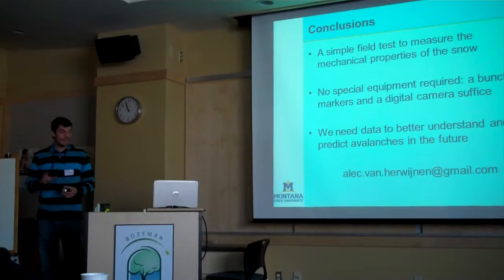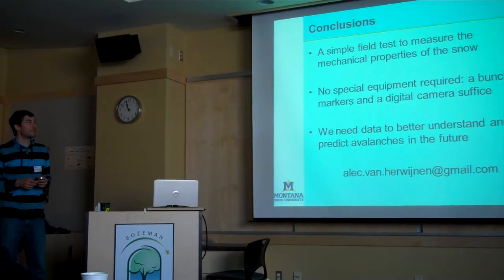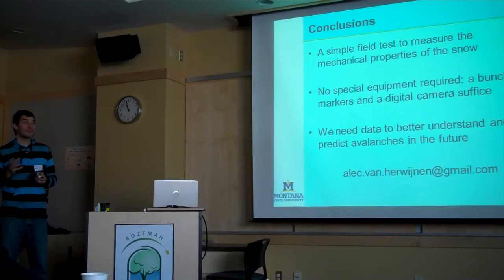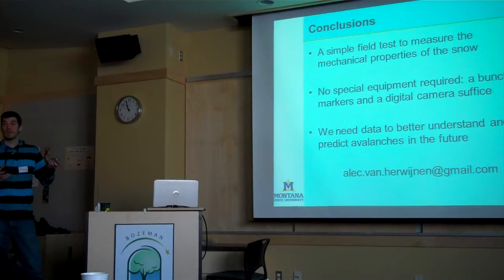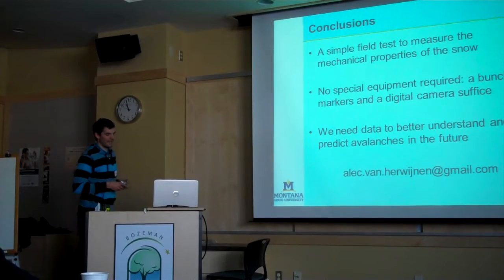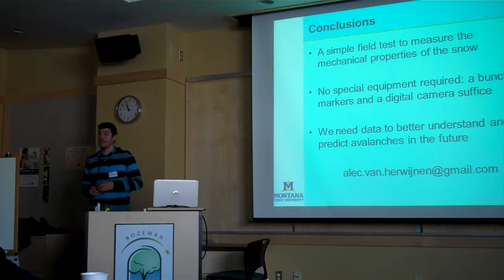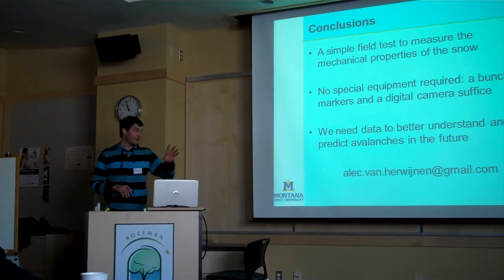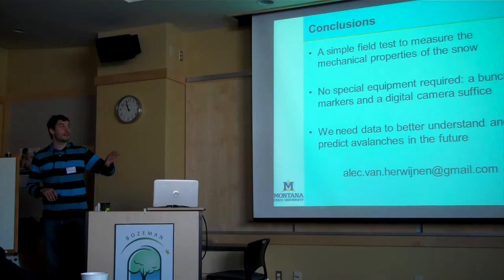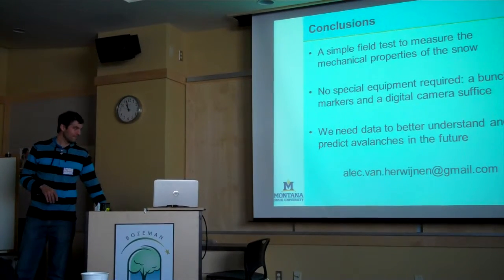So in conclusion, it's a fairly simple test you can do, and you can measure all these mechanical properties of the snow column. There's no really special equipment needed except for these markers, which are not very heavy, and a digital camera, which is usually already in your backpack. And I think if people start gathering data, it can help to better understand and predict avalanches in the future. So if you're interested, I'll leave this up here. You can shoot me an email, and I'll give you more information about it. And that's about it.